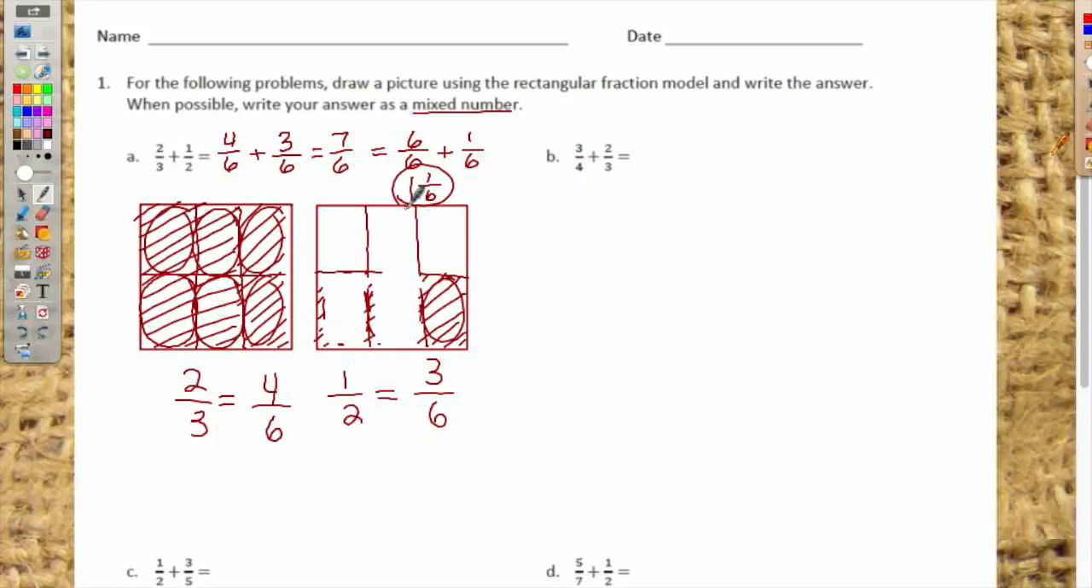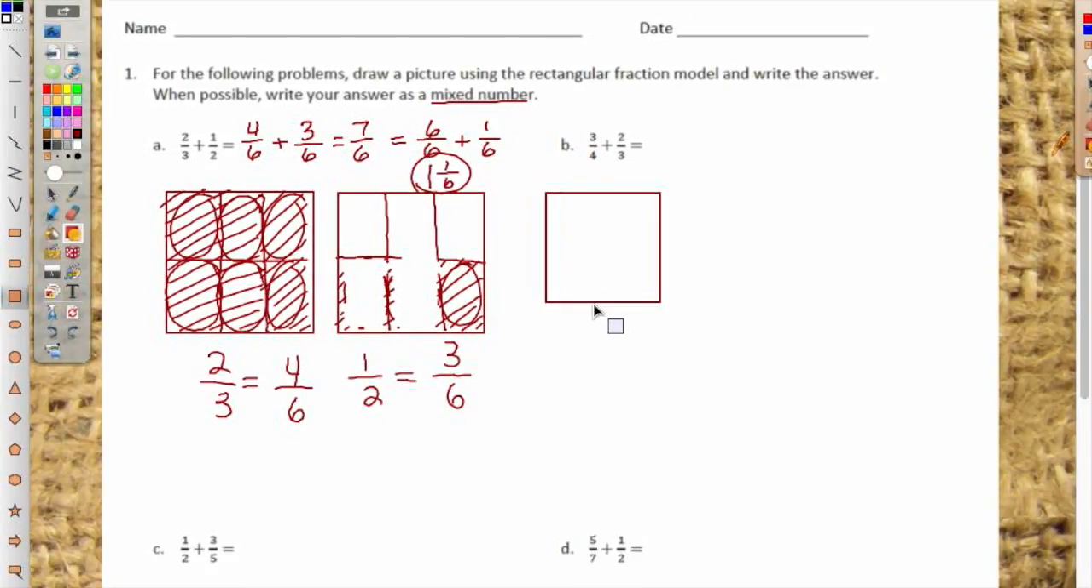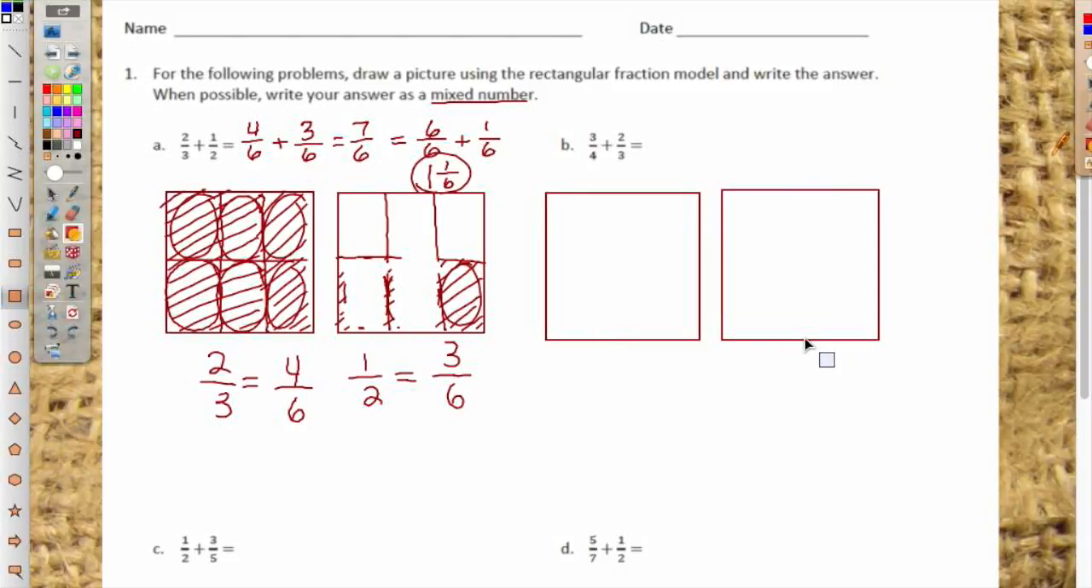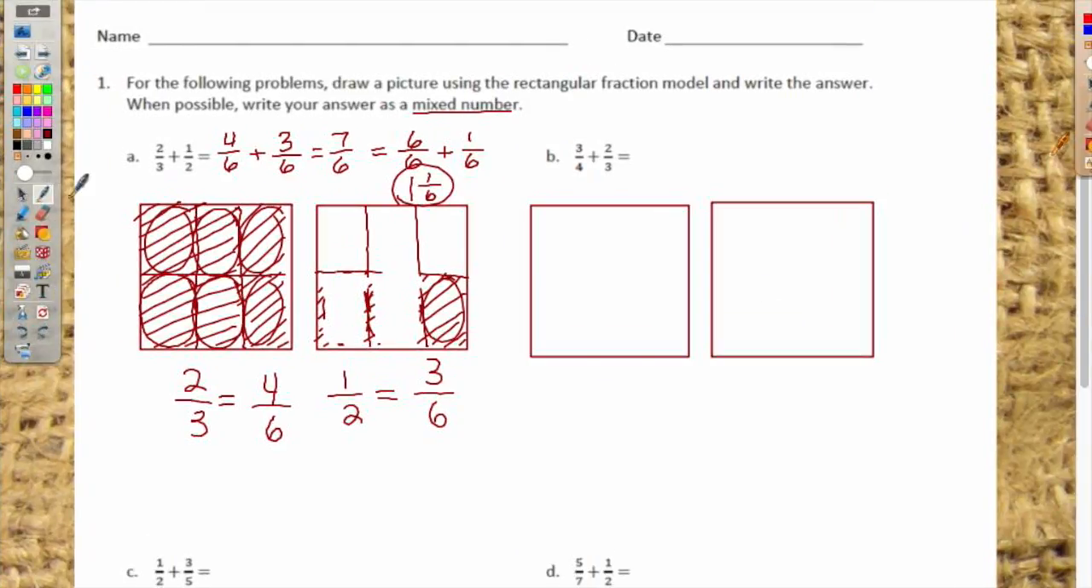Okay? So if I take a look at B, oh yeah, do you want the homework? You can put it in the block 2 basket. Thank you.